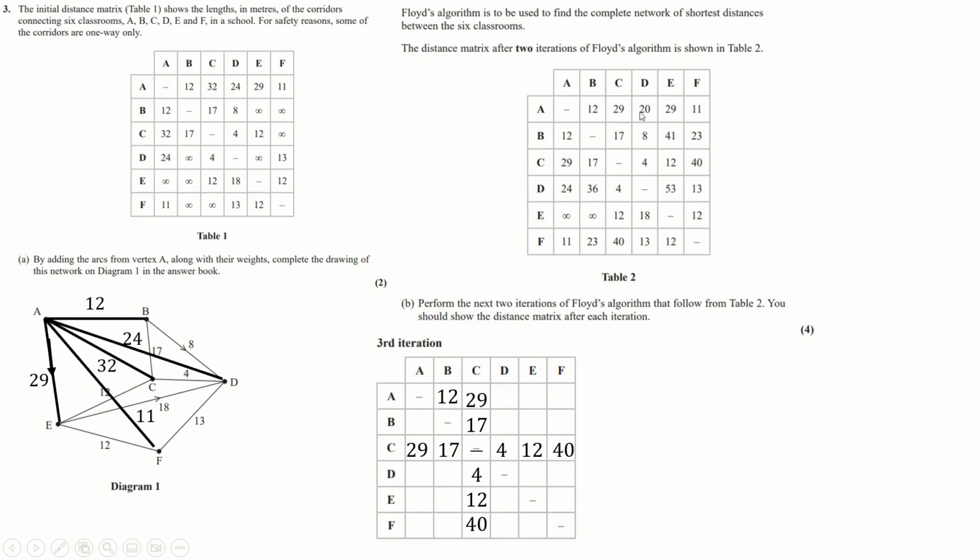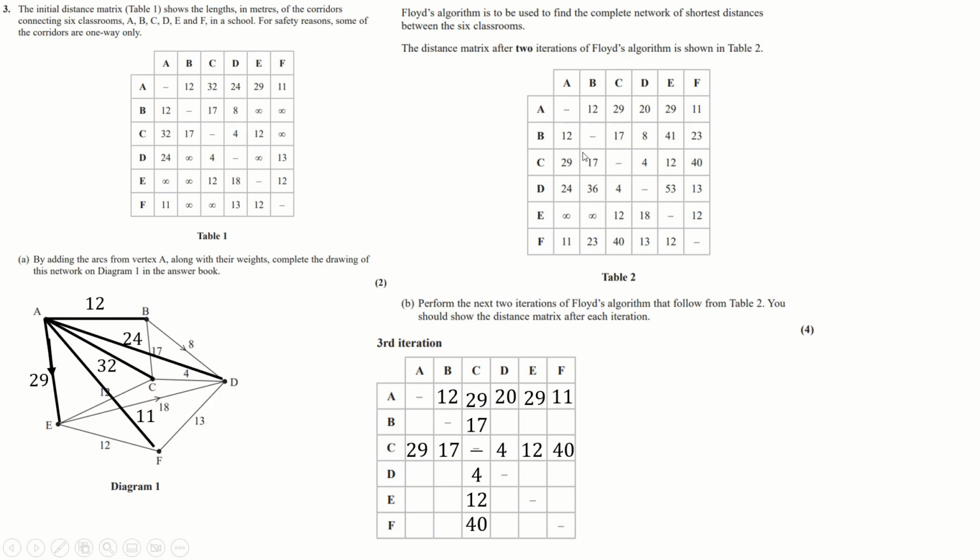Likewise, A to D is going to stay at 20, because otherwise you'd have to go A to C, which is 29, already bigger than 20, and then C to D, which is very short, but it's clearly going to be bigger than 20. Next one is 29, again that's not going to be any better, because that's 29. And the last one is 11, so none of those end up changing.